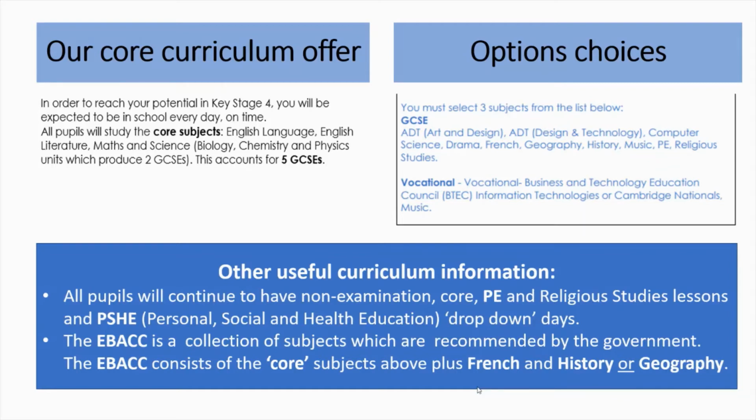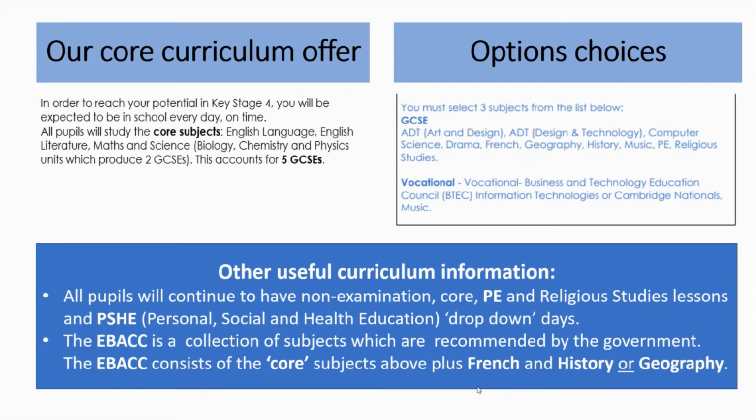We will offer English literature, English language, maths and science, and your science will either be double science, which will lead to 2 GCSEs, or triple science, which will lead to 3. Your science teacher will talk to your child and advise them about double or triple science.